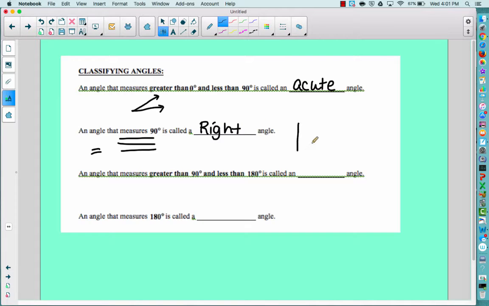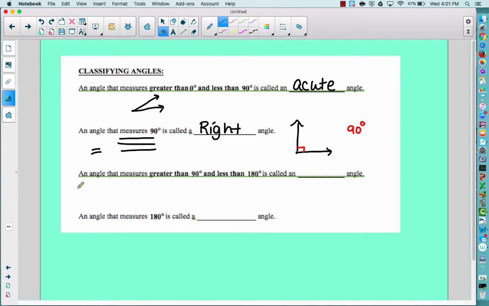A right angle looks like this. Two rays. Now I know it's going to be a right angle because I'm going to use a little box to indicate that. A right angle, if I put that little box, I can tell you it is a right angle, which means its measure is 90 degrees.